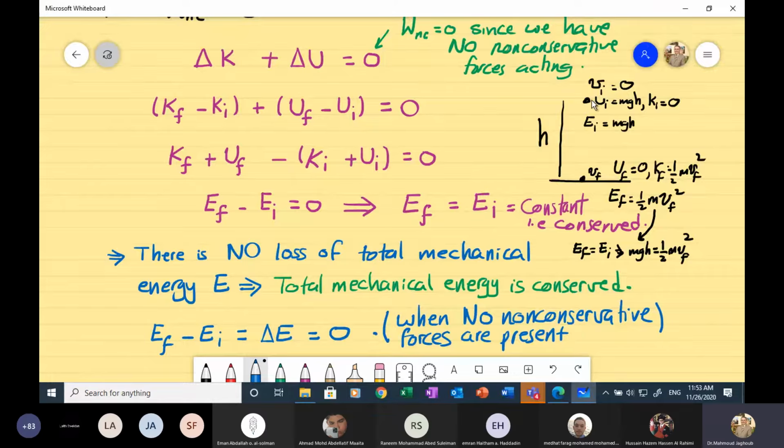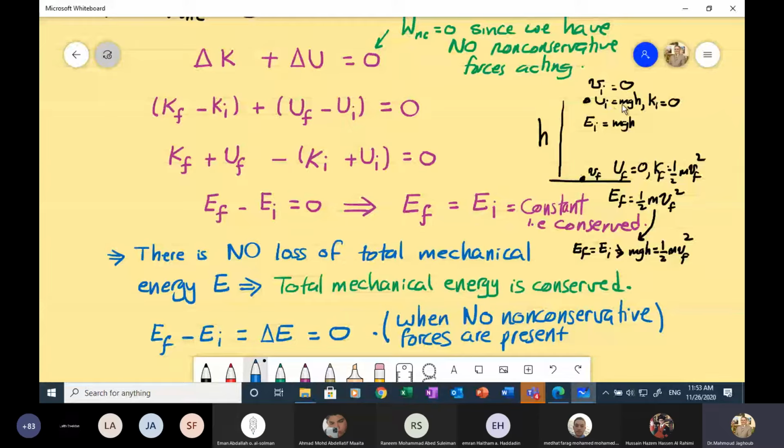Look at this very simple example. We have an object at a height h above the ground. Initially, it had an initial speed of 0. Tell me, at this point, what energy does it have? Kinetic or potential energy? Potential. Now, why does it not have kinetic energy? It's not moving, because its speed is 0.